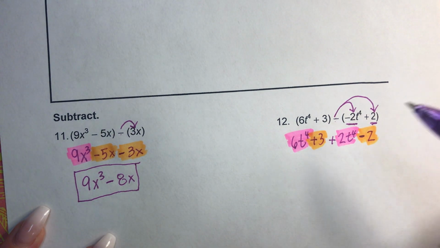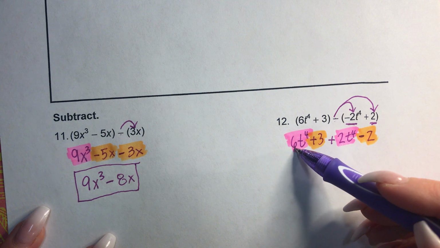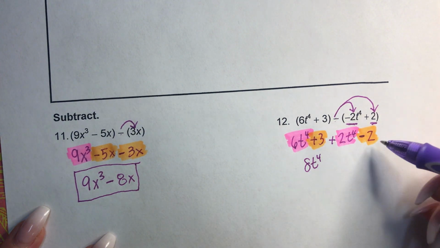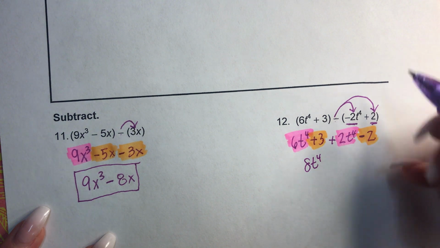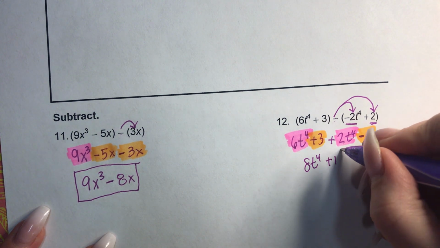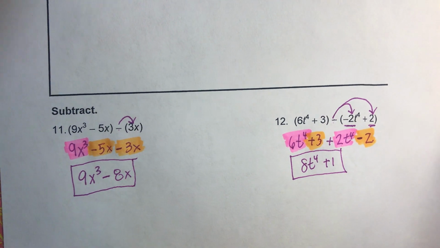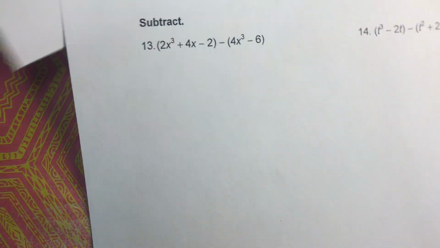So starting with the highest degree, right? So t to the 4th. So it's just basically 6 plus 2, which is 8t to the 4th. And then we add the constants, 3 minus 2, which is just a positive 1. And there we have our answer. Perfect. That's it. Okay, let's go on to the next page here.